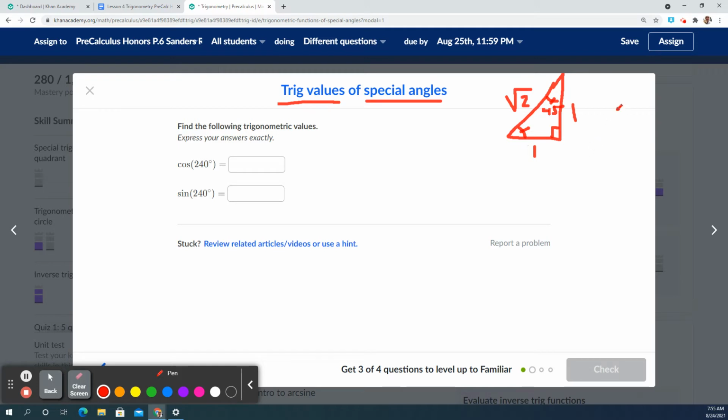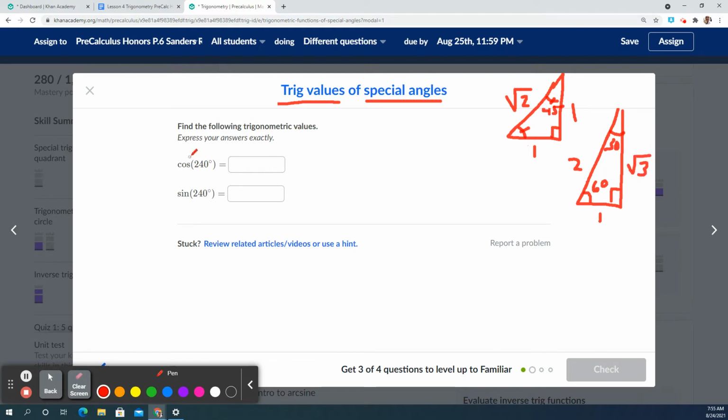Then I also have the other special right triangle as my reference. That's 60 down here, 30 up here, 1, 2, radical 3 for the 30, 60.